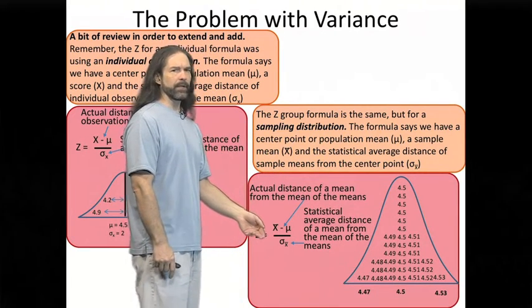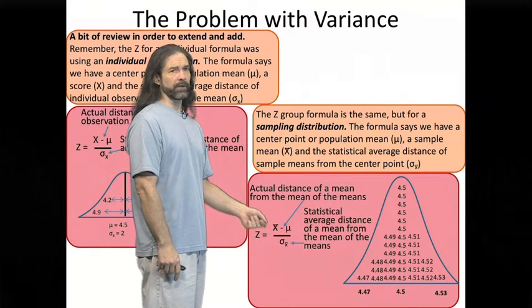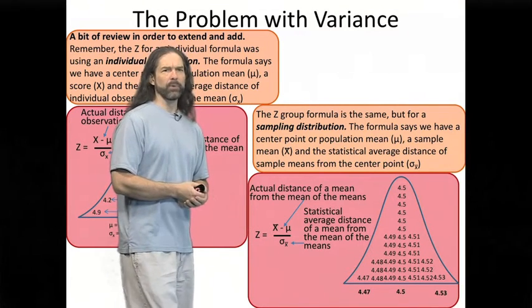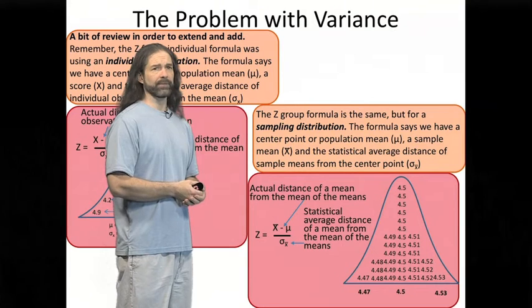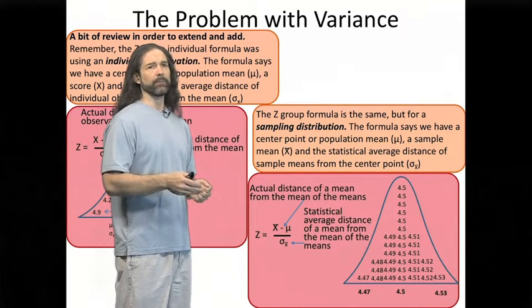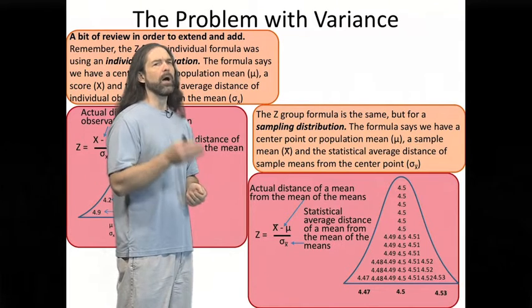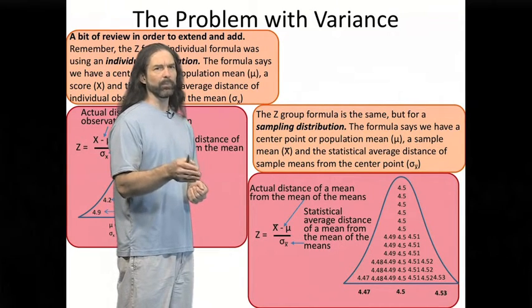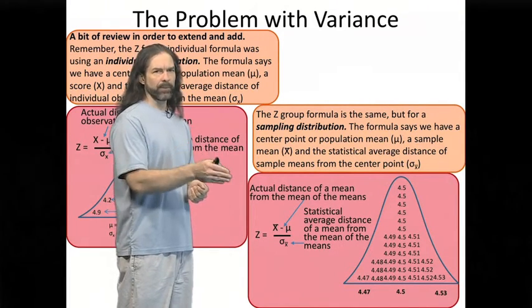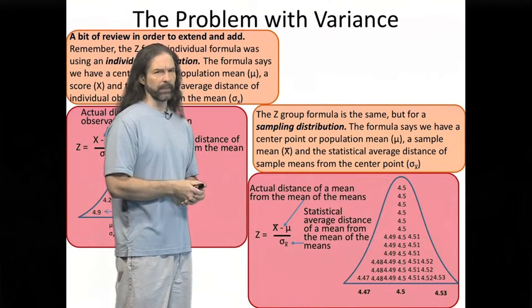So the denominator for the z-group formula is the standard error, which, remember, the mantra for that is conceptually the average distance of a mean from the mean of the means. So how far away on average do I expect any group average to be from the mean of the means, or the population mean?